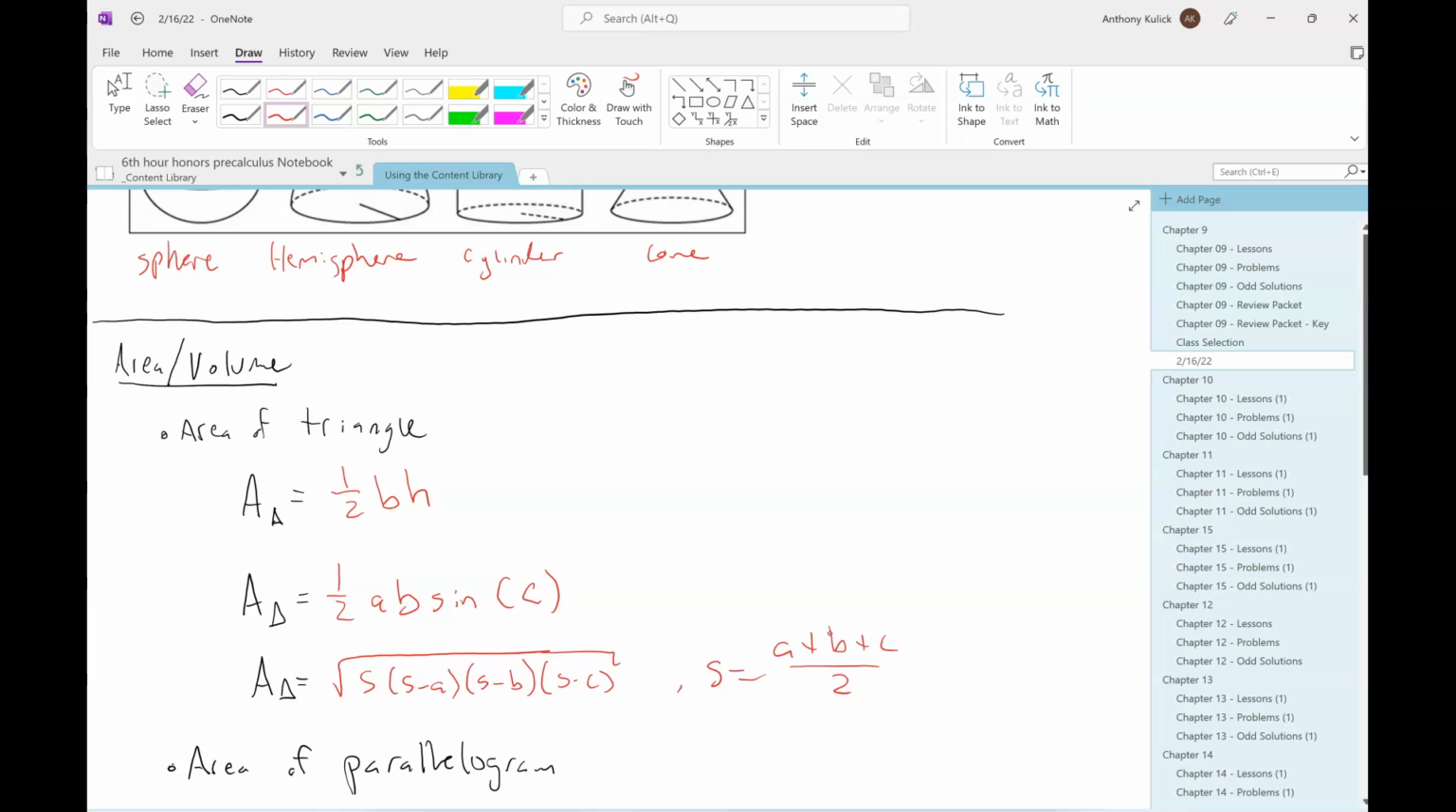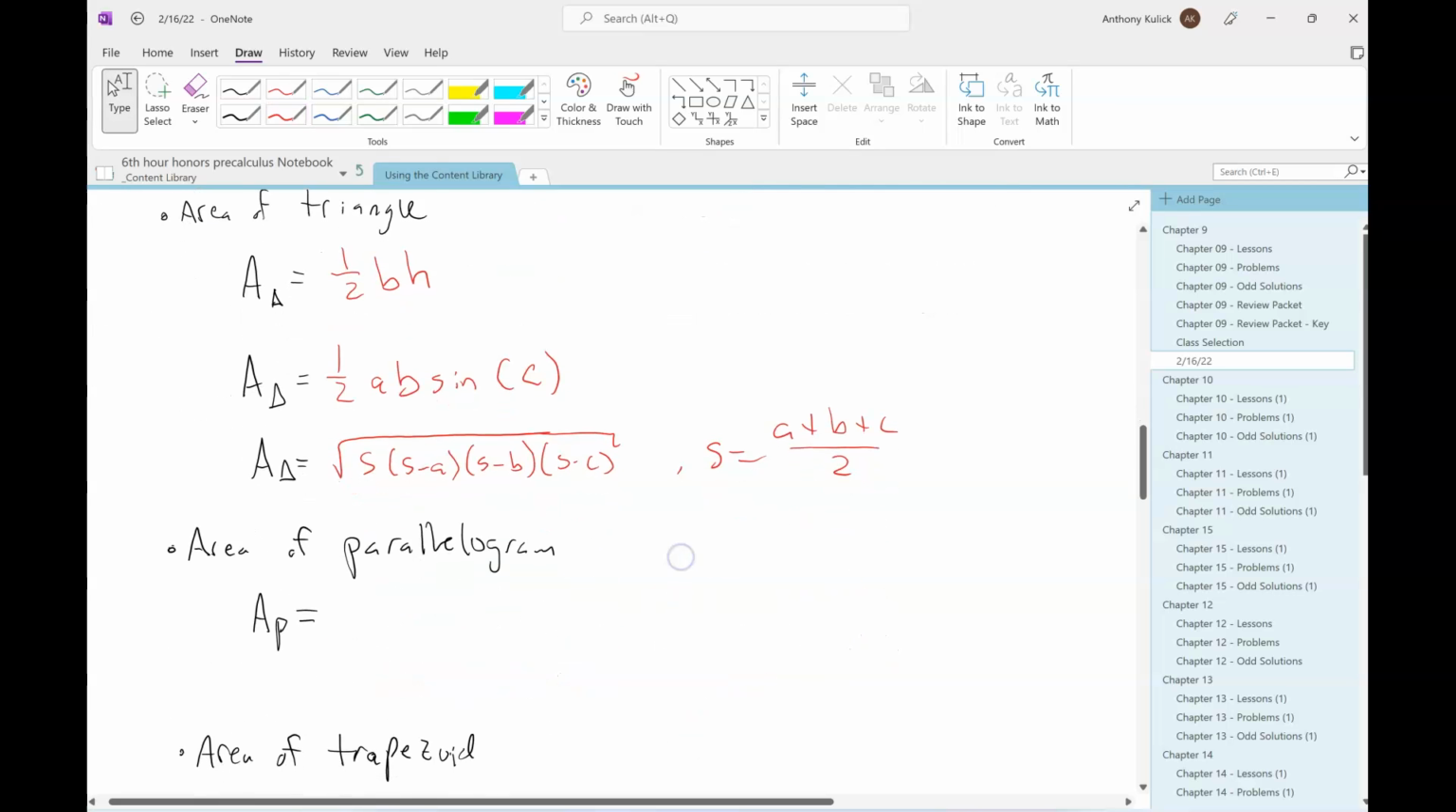When is the 1/2 base times height the most useful? What kind of triangle? For right triangles, because the base and height are just legs of the triangle. When are the other two more useful? When you have a non-right triangle. Yep.